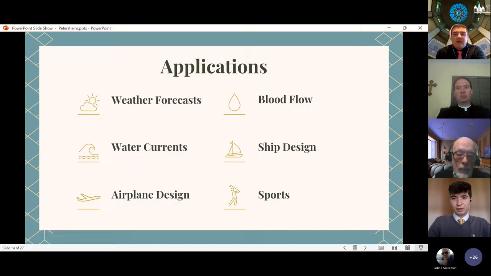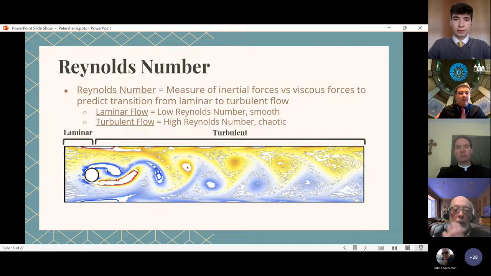So the Reynolds number is another significant part of this fluid dynamics. The Reynolds number, not named after Professor Reynolds, is the measure of inertial forces versus viscous forces. And it basically predicts the transition from laminar to turbulent flow. If you're not familiar with those terms, laminar flow is where there's a low Reynolds number, and it's that smooth current, whereas turbulent, if you're ever in an airplane, is more chaotic.